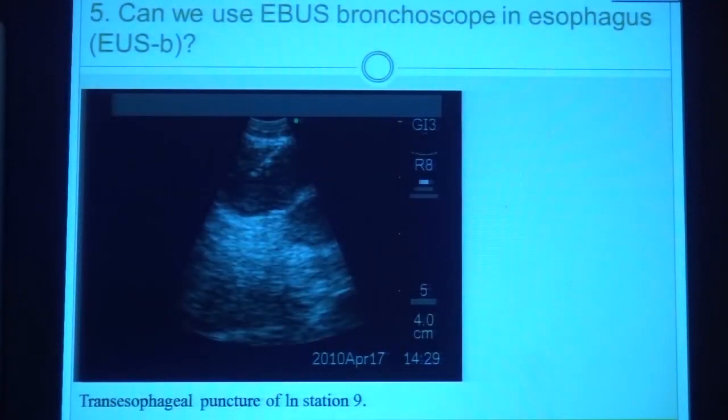Can we use the EBUS bronchoscope also in the esophagus? This was a question for several years already, and yes, we can do that. We do the procedure in the bronchi, in the trachea, we puncture the lymph nodes, then we exit and go to the esophagus. It's completely feasible and easy to do.